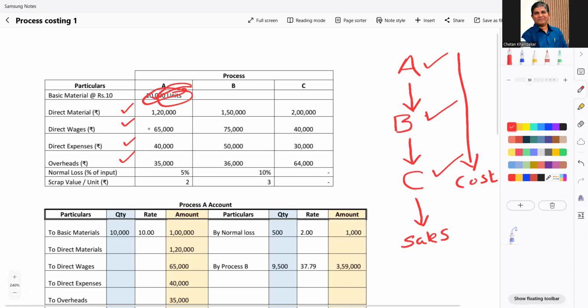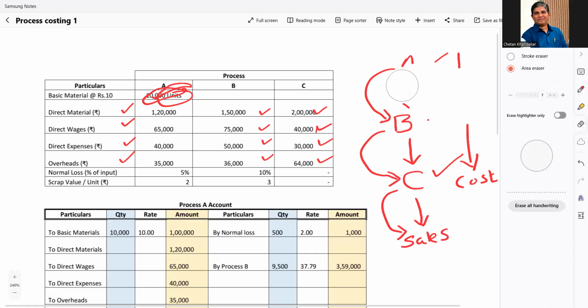And after spending this amount for process A, the output of process A will be transferred to process B as it is seen here. And the same way in process B, this amount will be spent for manufacturing, and then the output will be transferred to process C. And in process C again, we have to spend this amount, and then the output will be transferred as sales, or we can consider it as finished goods. So this way, we have to prepare the complete process account. Let us see one by one.